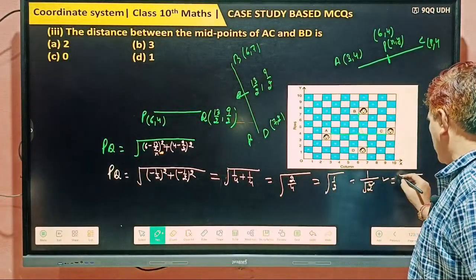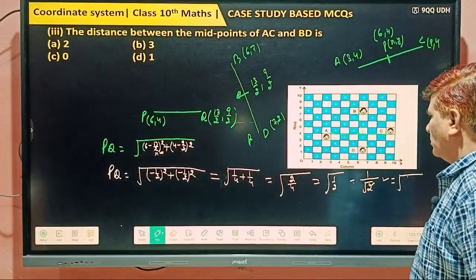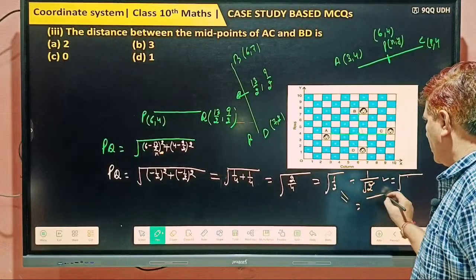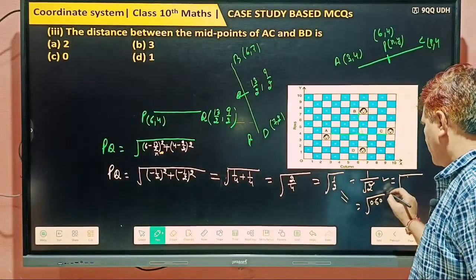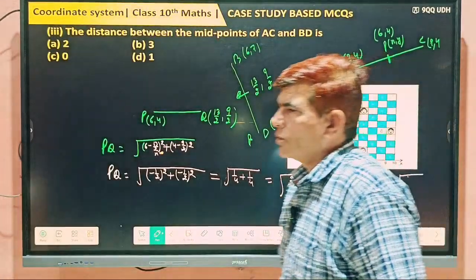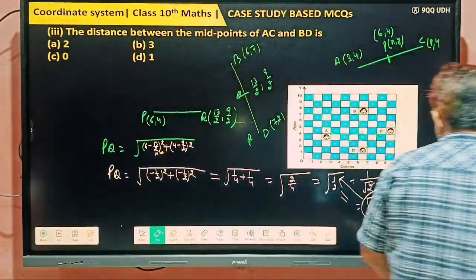Or you can say, this is how much? This directly we can write here, how much? Under the root 0.50. So what may be? Both are right. Yes or no? So understood. Next one.